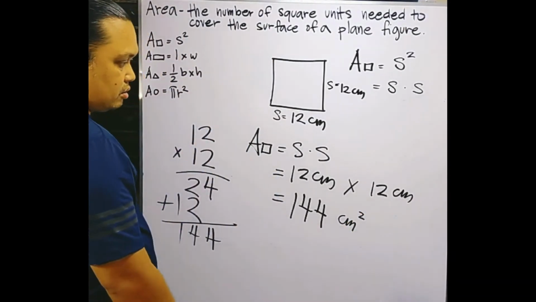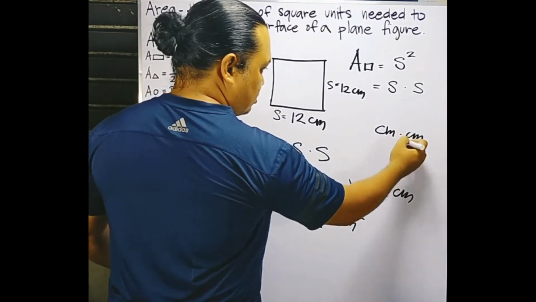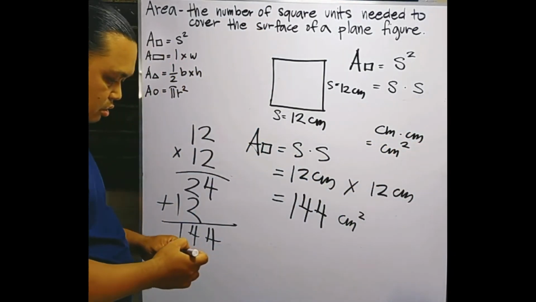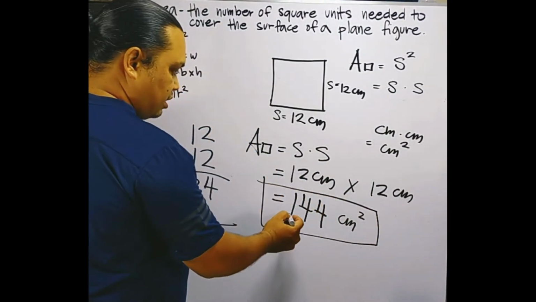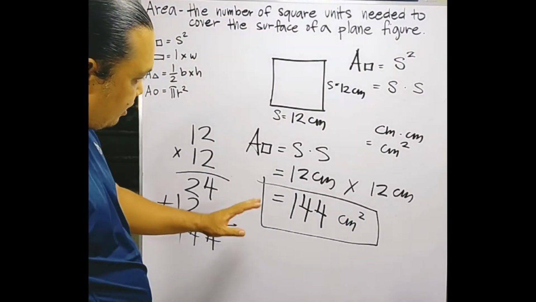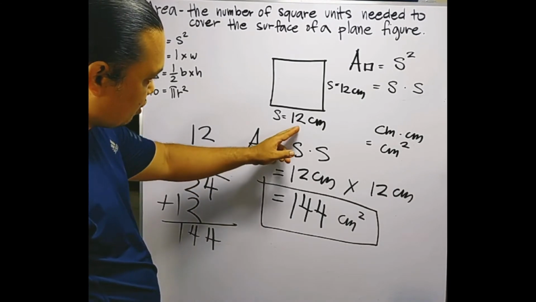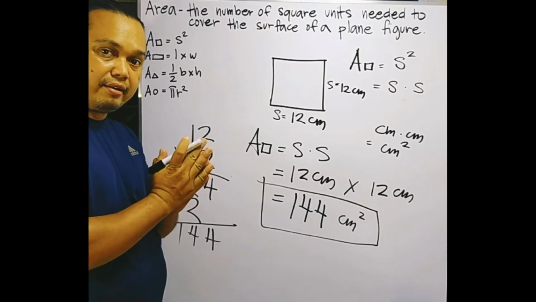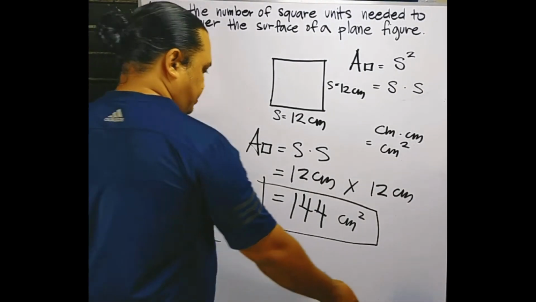Centimeters times centimeters is equal to centimeters square. So our answer would be 144 square centimeters for the area of a square that measures 12 centimeters for one side. So that's how we get the area. Now let's answer the area of a rectangle.